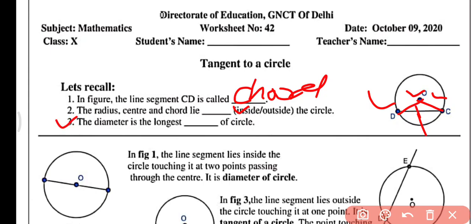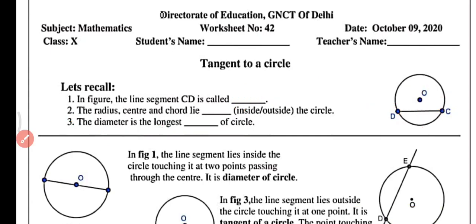So now diameter is the longest dash of a circle, and we all know that diameter is the longest chord of a circle. You can see from the figure, if the chord CD passes through point O, that is the center of the circle, then the chord will be the longest. If the chord CD passes through the center of the circle, then it will be the longest, and we all know that the longest chord is known as diameter. So diameter is called the longest chord. What will we call the diameter? We will call it the longest chord.